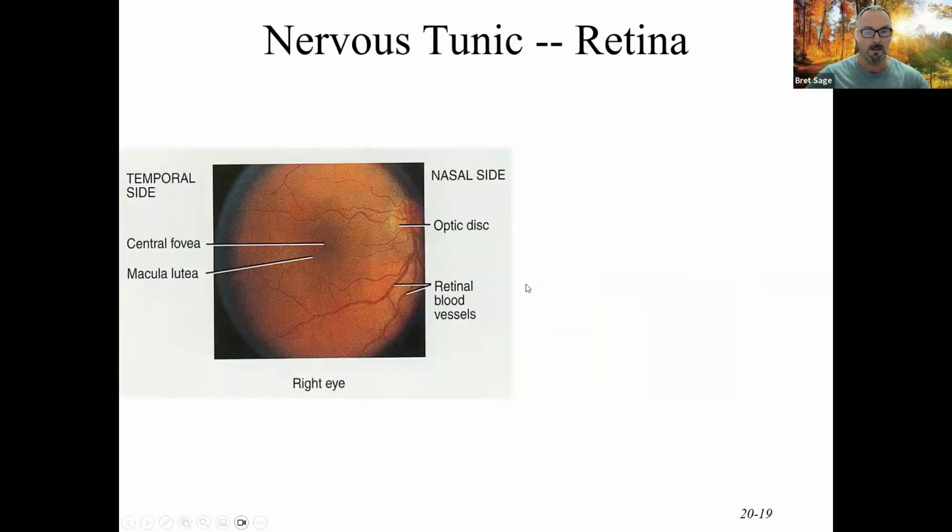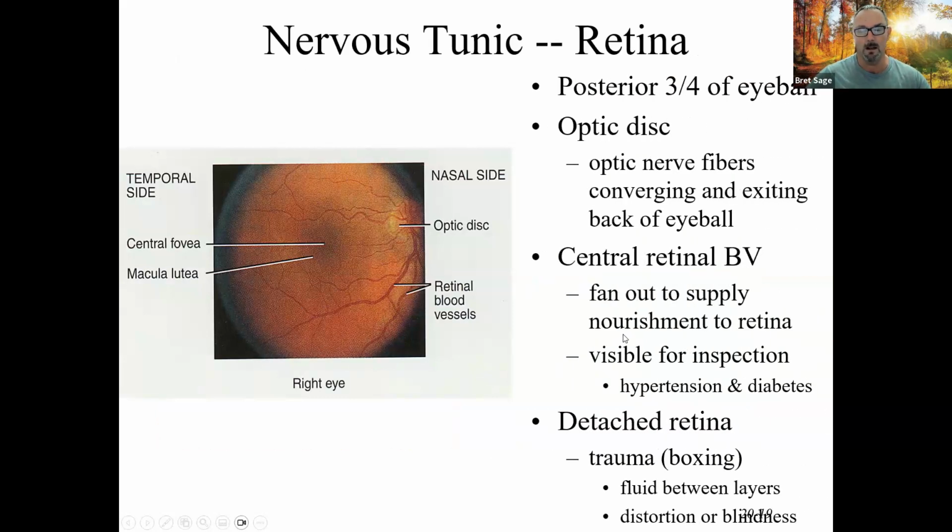Okay, the nervous tunic. Now, if you look into somebody's eye, this is what you might see as an image. This is what an optometrist or ophthalmologist would see when looking in through your eye to the back of your eye, which is retina, and the blood vessels of your choroid. All right, so the retina is the posterior 3/4 of the eyeball. The optic disc is the blind spot. It's where optic nerve fibers converge and exit out the back of the eyeball.